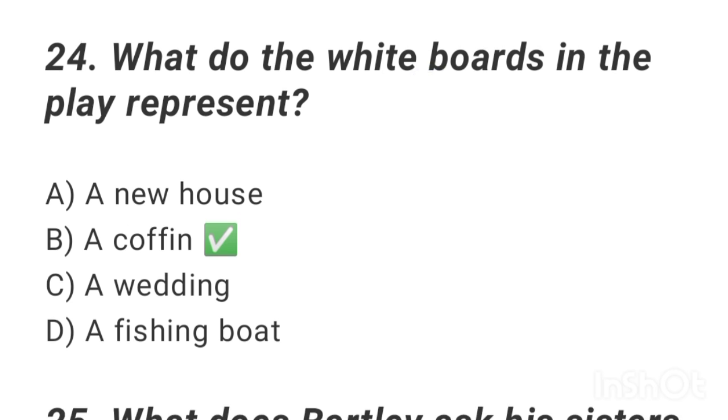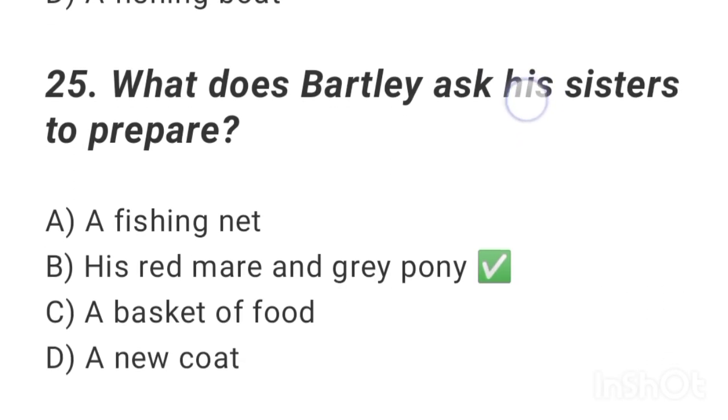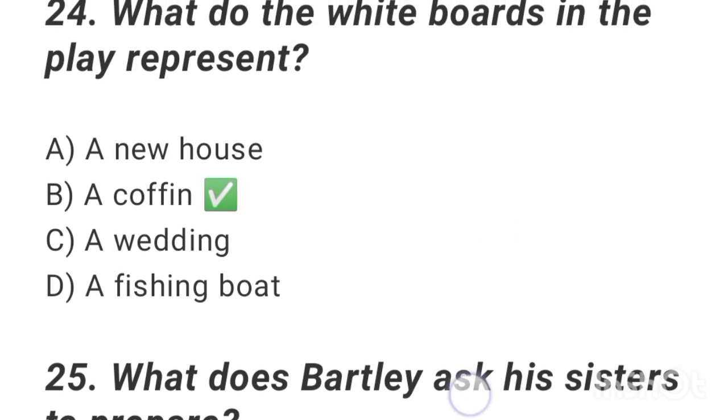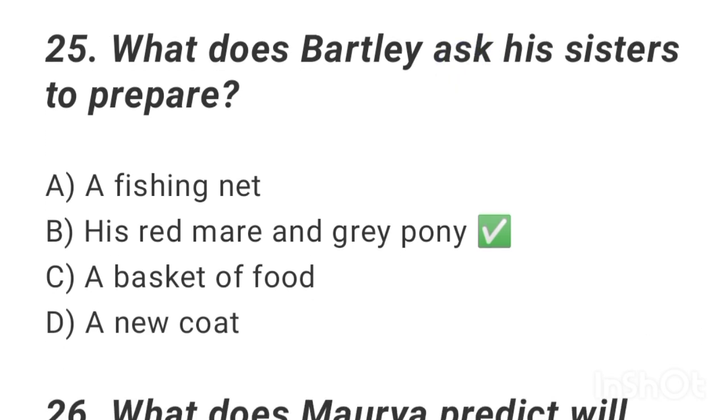And what do the white boards of the play represent? It is a coffin. Coffin is the representation of the white boards. Coffin means cover of dead body. Okay. Next, what does Bartley ask his sisters to prepare? Answer, his red mare and grey pony.